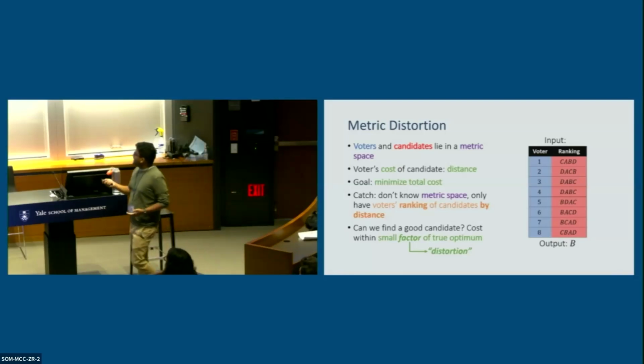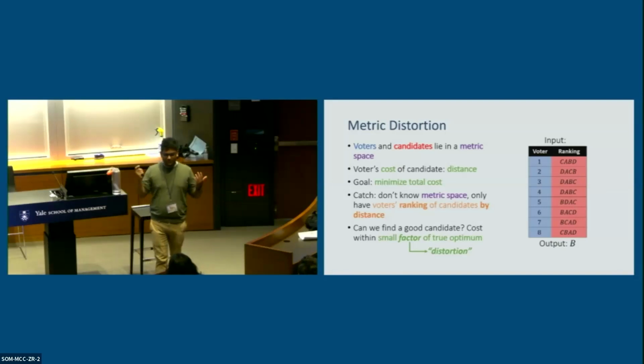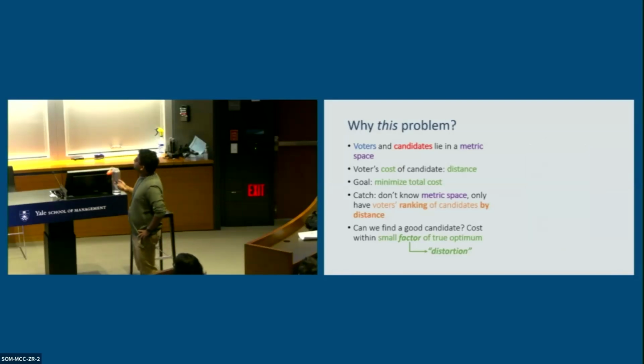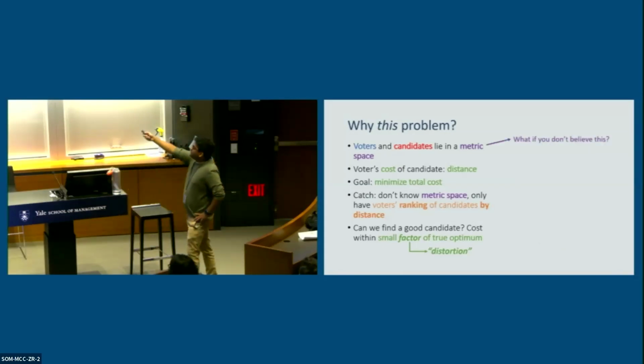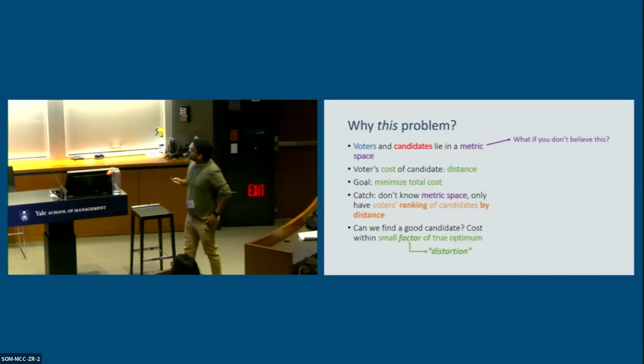You might think that this is an interesting, cute theory problem to solve, and that's certainly what I thought when I was a first-year student in grad school. But you might also ask, why should we solve this problem? And in particular, what if you don't really buy this assumption that the voters and candidates lie in a metric space? There are a couple points that I want to make.